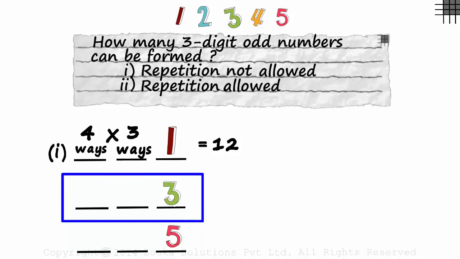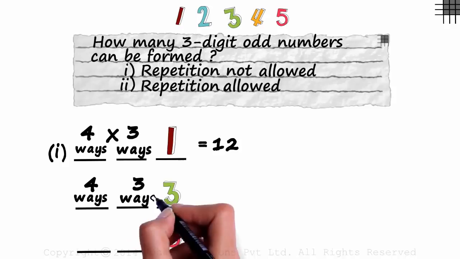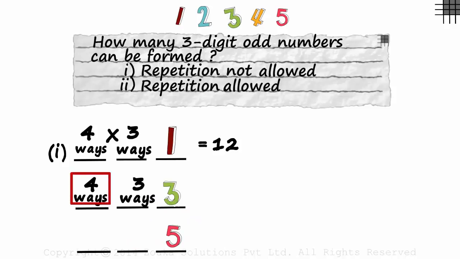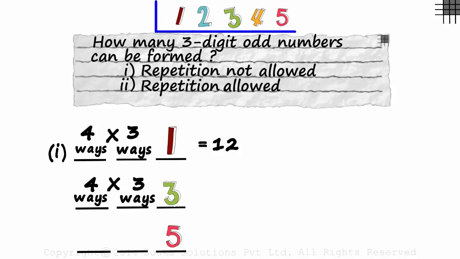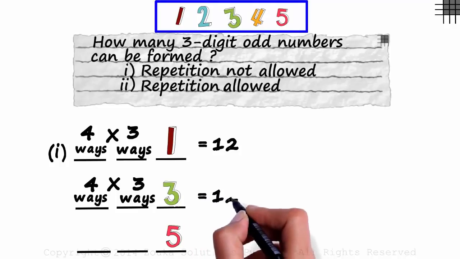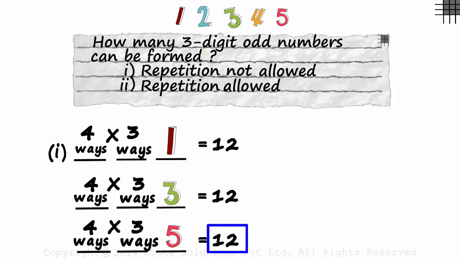In the second case, the digit 3 is gone. The first slot can be filled with 1 or a 2 or a 4 or a 5. 4 ways. As 2 digits are gone, the tens place can be filled in 3 ways. Again, as we are filling the first and the second slot, we have a multiplication sign here. Given these 5 digits, there are 12 ways in which we can form a 3-digit number with 3 as its units digit. And similarly, we get a 12 here as well.